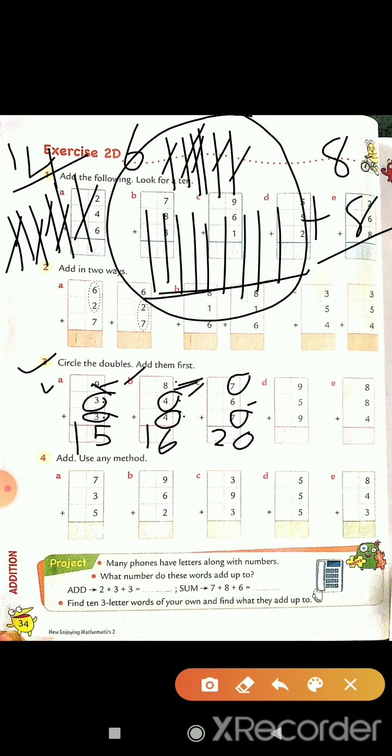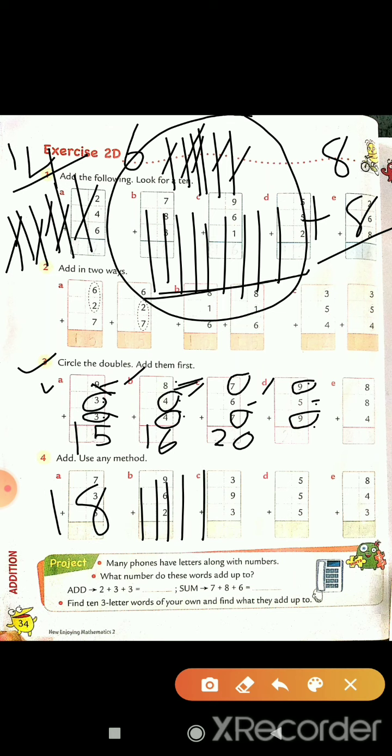Got it, students? D. 9, 5, 9. 9 is repeated, so you need to circle 9. What is the double of 9? 18. Then we have to add 5 to 18. 1, 2, 3, 4, 5. What comes after 18? 19, 20, 21, 22 and 23. So our answer is 23. Got it, students?